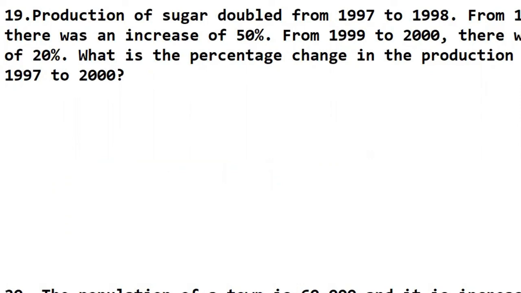Please try to solve this question. Production of sugar doubled from 1997 to 1998. From 1998 to 1999, there was an increase of 50%. And 1999 to 2000, there was a decrease of 20%. What is the percentage change in the production of sugar from 1997 to 2000? Pretty easy one. Please try to solve it.